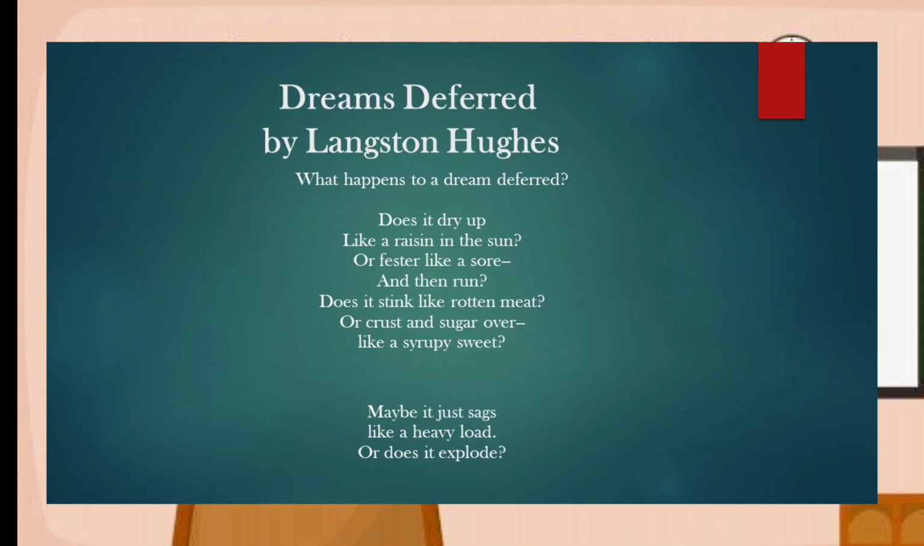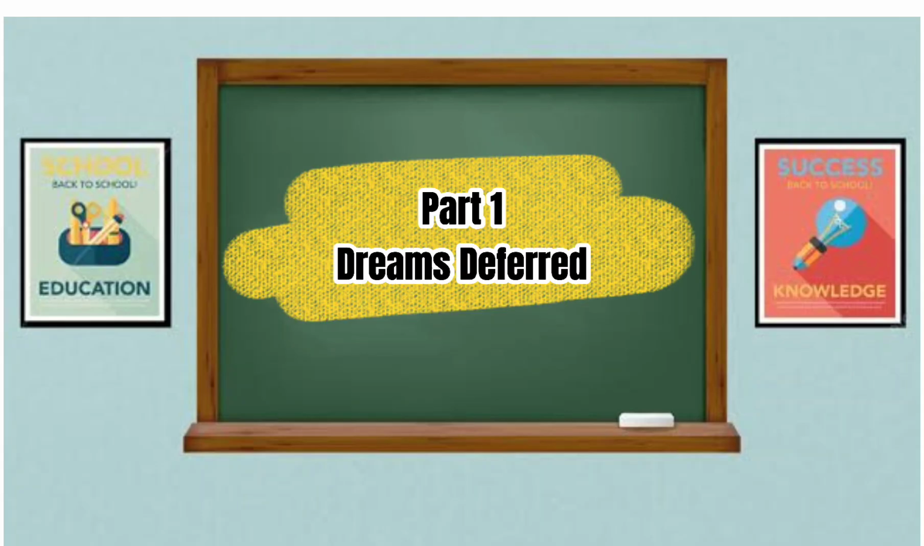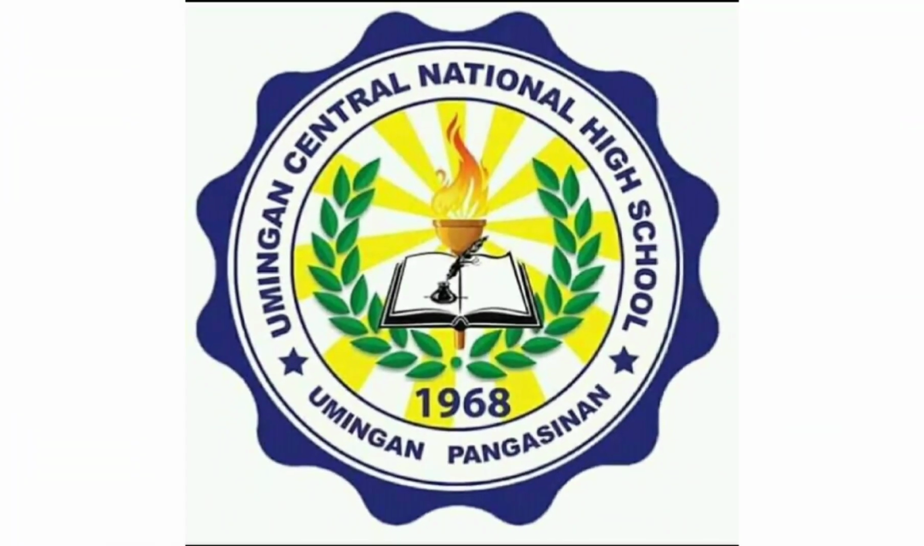As you can see, my dear students, the poem consists of 11 lines and it is an open verse. Though the poem has no specific stanzas, I have divided it into 2 parts to make it easier for you to understand it. Let's start with part number 1. The first part of the poem describes how dreams are being delayed.